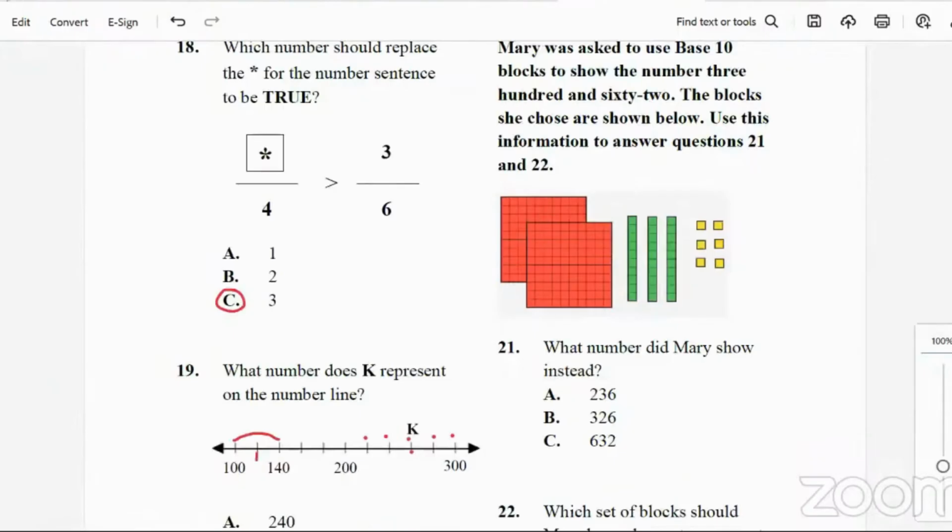All right, so Mary was asked to use base 10 blocks to show the number 362. The blocks she chose are shown below. Use this information to answer questions 21 and 22.